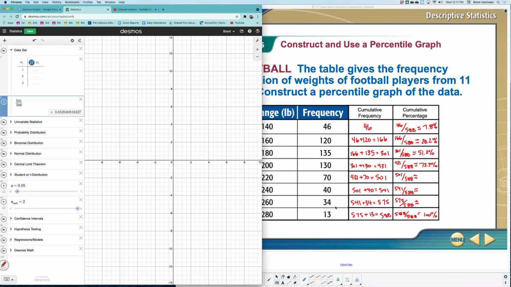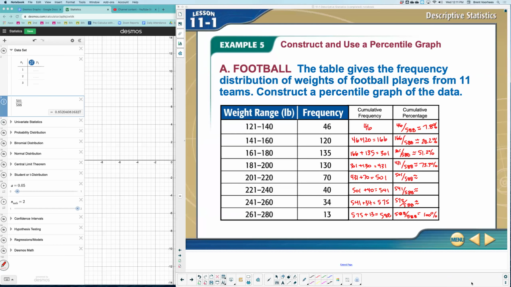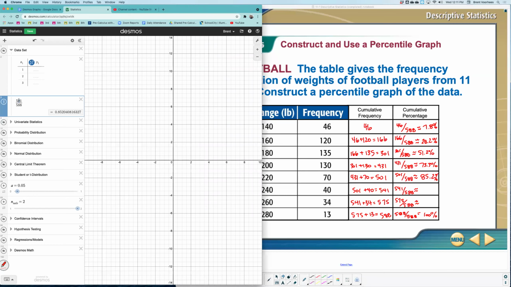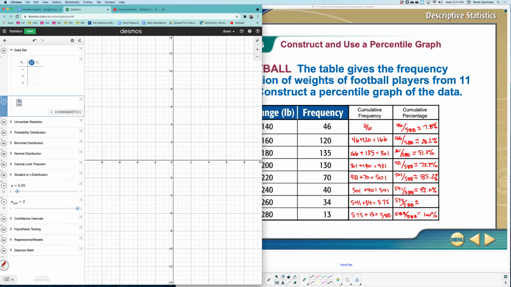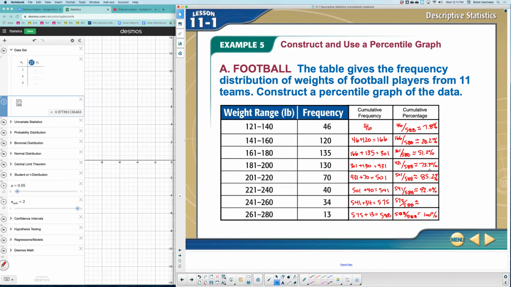501 divided by 588 is 85.2%. 541 is 92%. And finally, 575 would be roughly 97.8%.